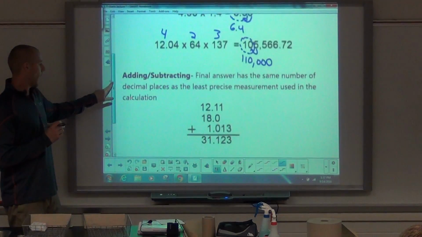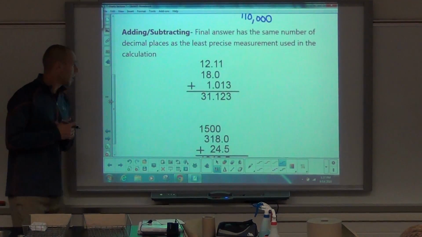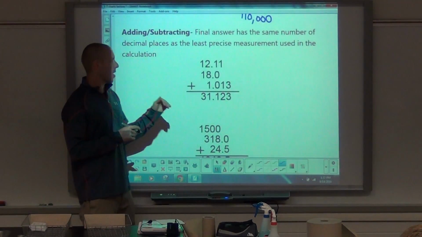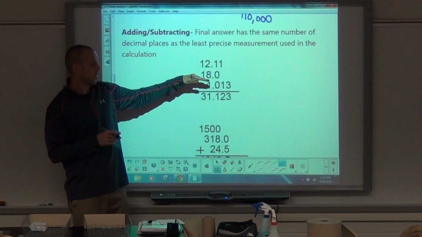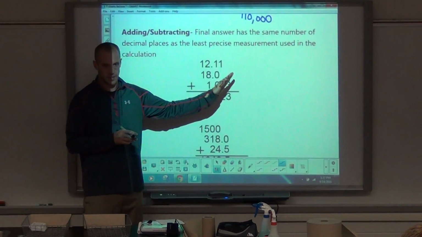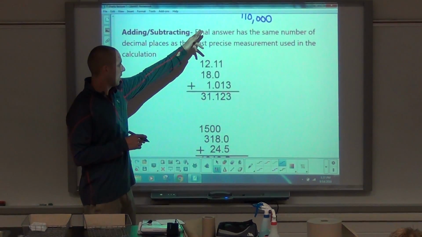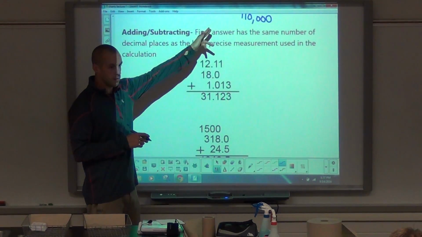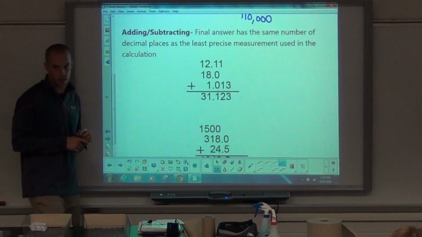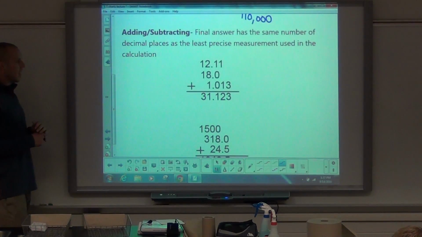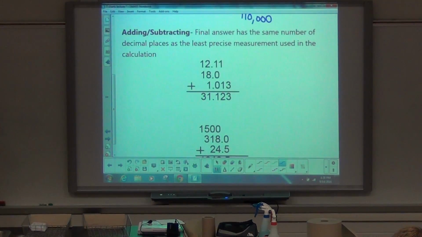Awesome. All right, adding and subtracting. A little bit different here. When we add and subtract with sig figs, I really do suggest that you put them in a line like this. It's going to help you out. So match up each place. I mean match up all the tens places, all the ones places, all the tenths, hundreds, thousands, whatever. Match those all up. It's going to be easiest for you because when you're adding and subtracting, your final answer down here has the same number of decimal places as the least precise measurement used in the calculation.